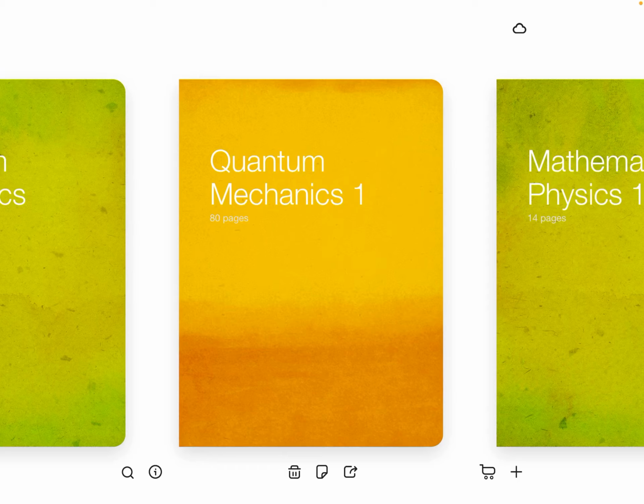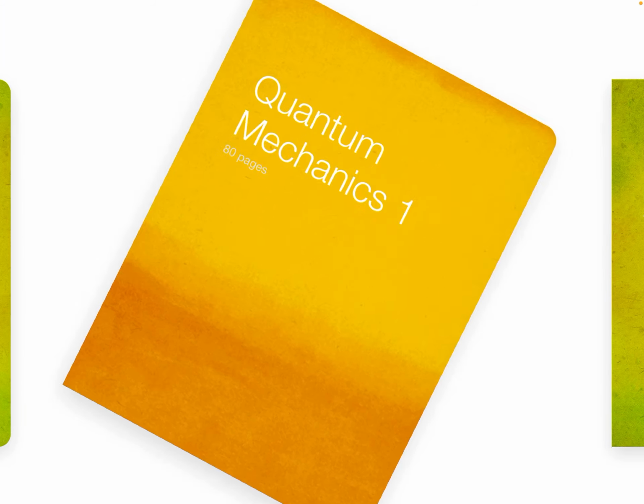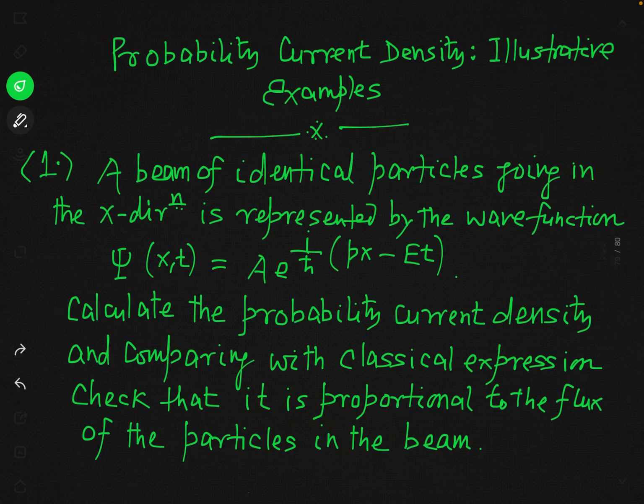You have learnt about probability current density and conservation of probability in the previous lecture. Today we are going to explain the idea of probability current density by taking some illustrative examples.